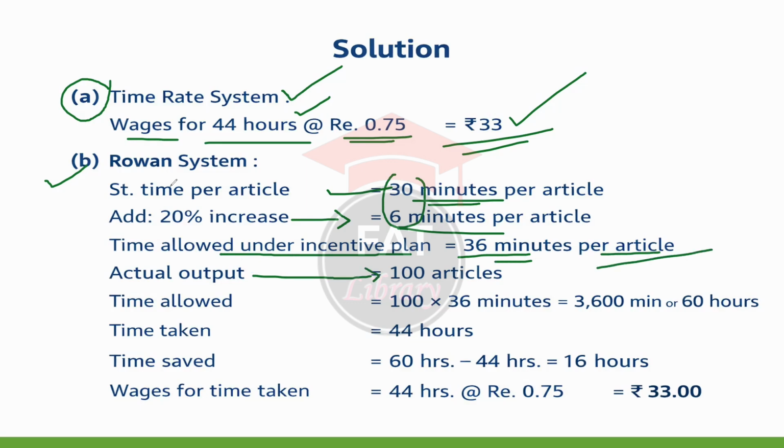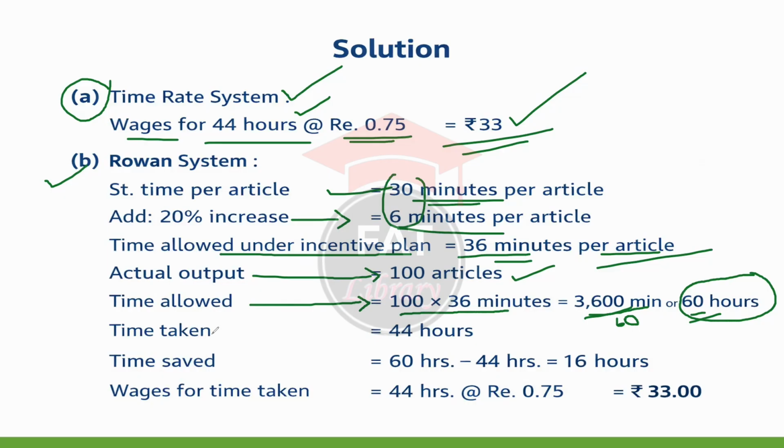The worker is producing totally 100 articles. So what is the time allowed for these 100 articles? 100 articles multiplied by 36 minutes. That means 3600 minutes allowed to the worker. If we convert it to hours, it comes to 60 hours. It is nothing but 3600 divided by 60 minutes per hour. So you will get 60 hours.